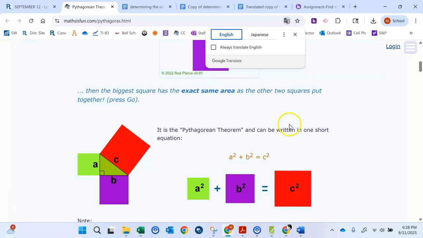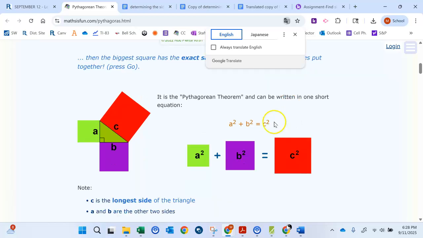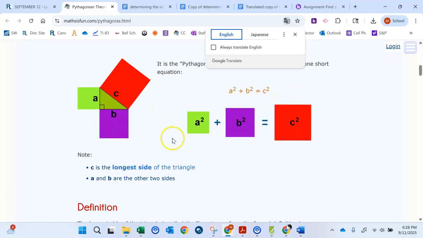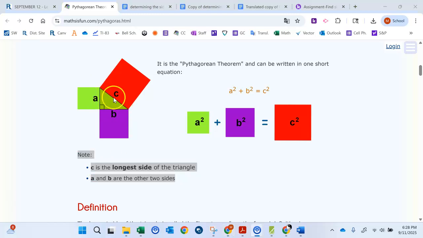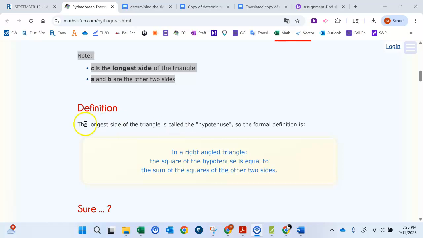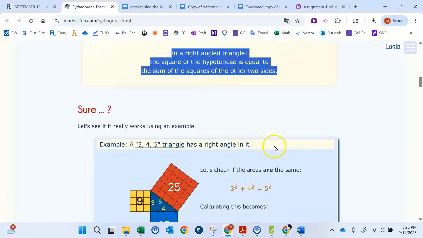And there are a few important things about it, and that is the sides of a right triangle, like that. So I want you to read that. And this is very important right here. C is always the longest side, which is opposite the right angle, okay? So go ahead and read through this.